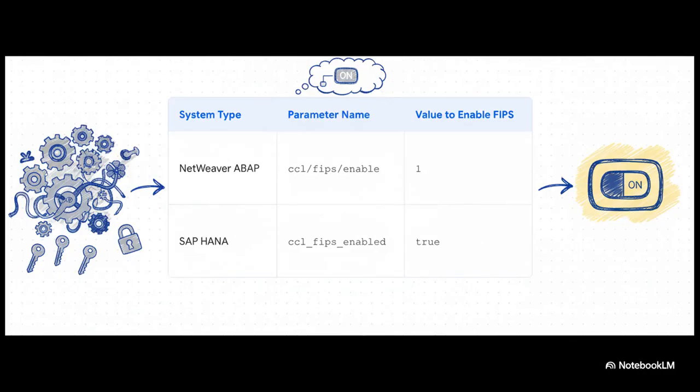And here it is. This is the magic. The flip-a-switch method in all its glory. All those painful manual steps are gone, replaced by one of these two parameters. If you've got a NetWeaver ABAP system, you set CCL/FIPS/enable to 1. On a HANA system, you set CCL_FIPS_enabled to true. That's literally it.